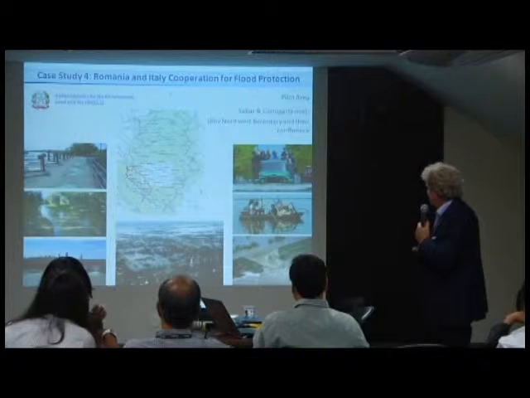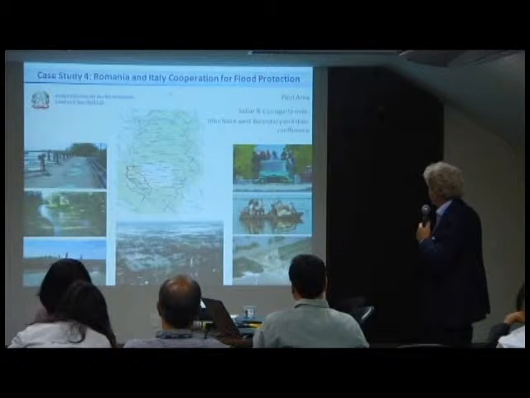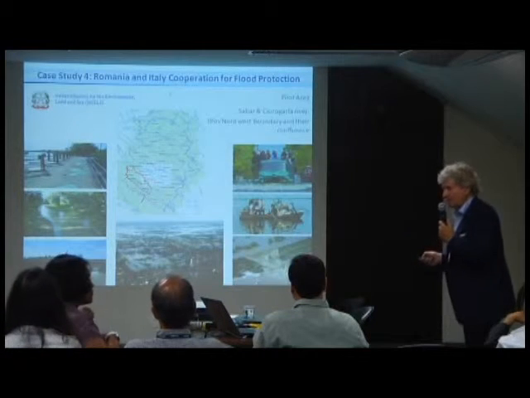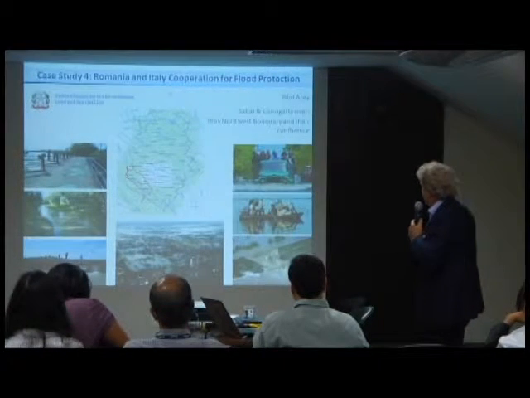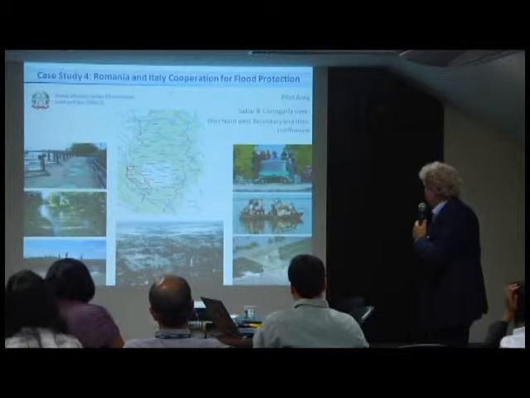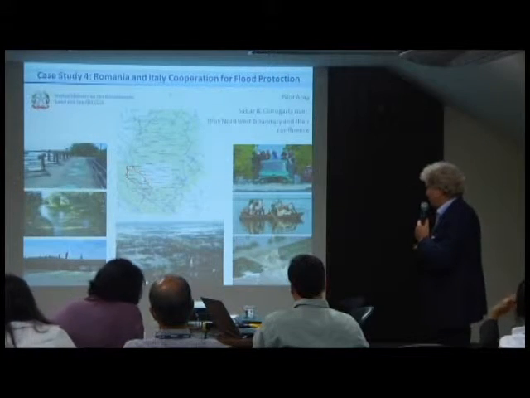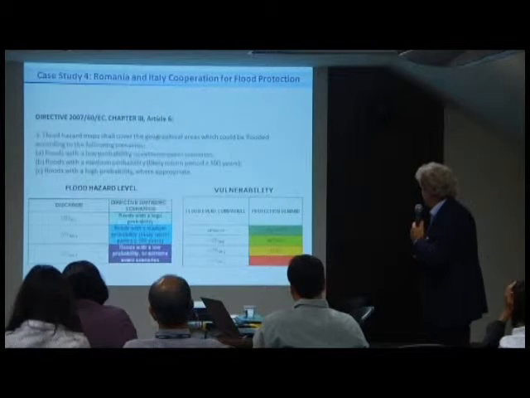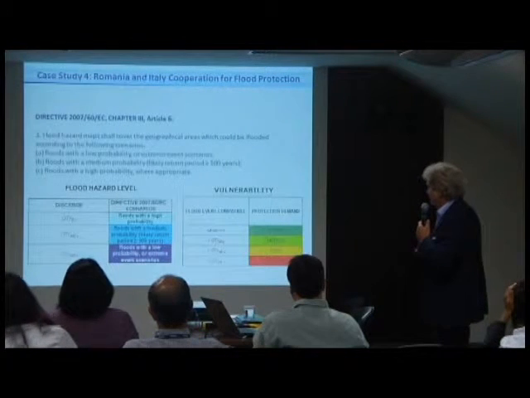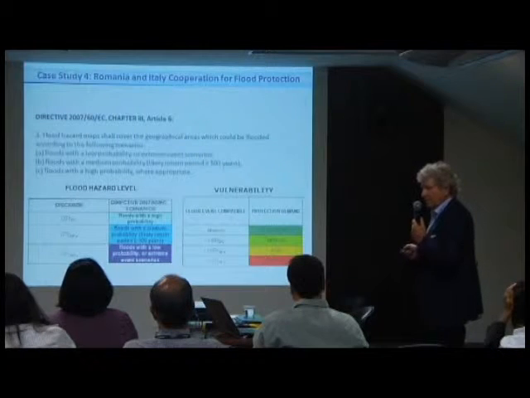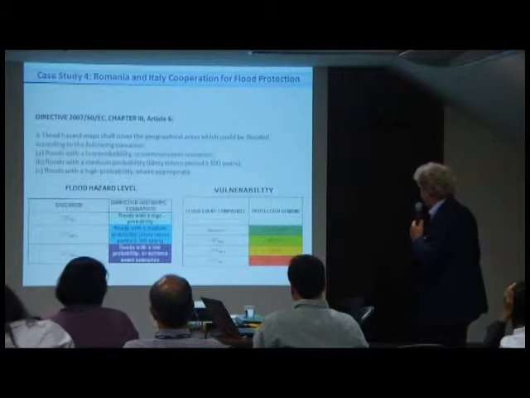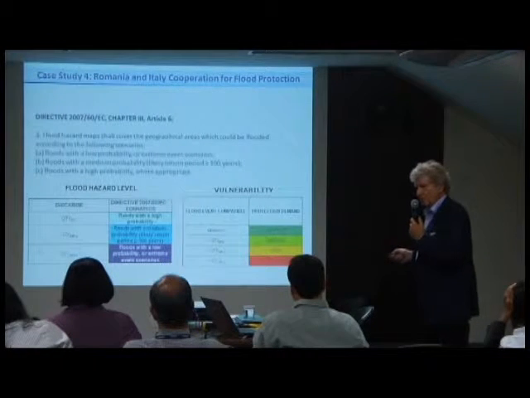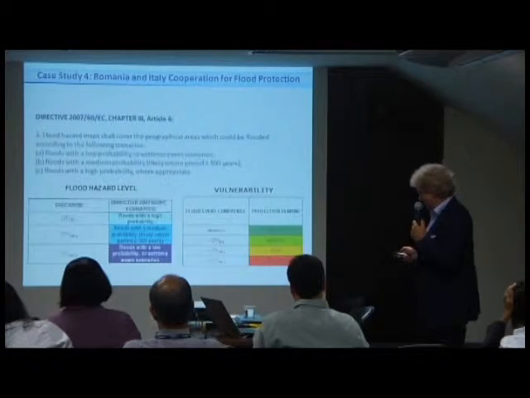This is another case in Romania. This is a project which has been funded by the Italian Ministry for Environment, and it's mainly for the Ilfov region, which is the region near Bucharest, which is the capital of Romania. And here also we made an analysis of the area with higher or lower probability of floods events, and we made a matrix in order to identify the most vulnerable areas.